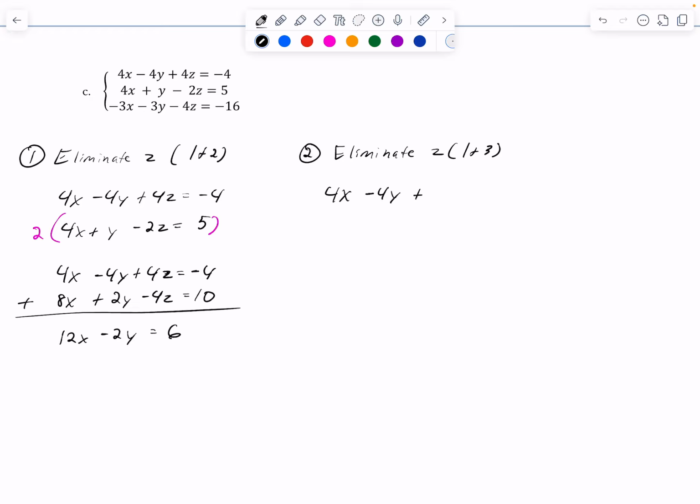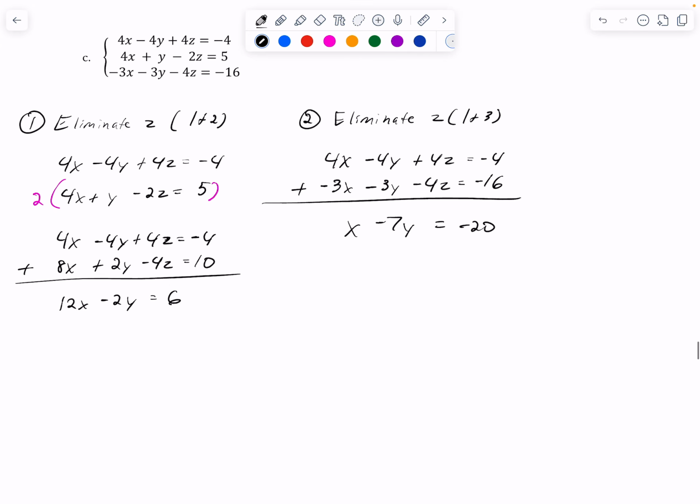So copy the first one. Lots of 4s. Copy the third one. And I'm just going to add. So that gives me positive x minus 7y equals negative 20.